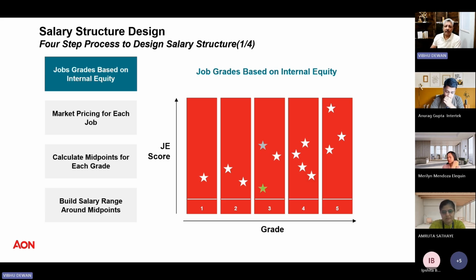Now that's where you've identified whether there are some people who are outliers, just like the blue star and the green star. The green star, you find that the person is overgraded. If you look at the grading score, the job evaluation score, the person should be here. So that's another fitment that you actually check. The other thing you check is if the person here is possibly undergraded. The person at this particular job evaluation score should be here, say for example.